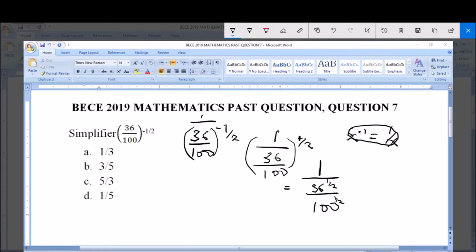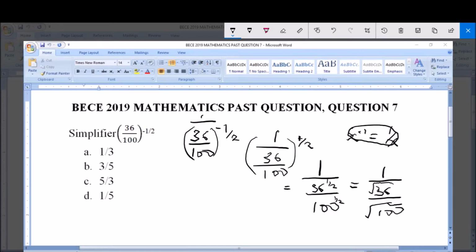Now this is equal to 1. Remember, I told you that when you see a number raised to the power of half, it simply means you're taking the square root of that number. Now 36 raised to the power of half will be the square root of 36, all over the square root of 100. Before we continue, we have 1 all over root of 36 over root of 100.